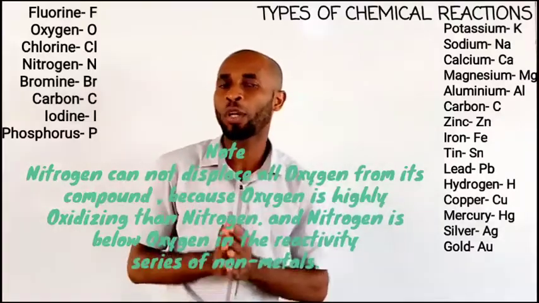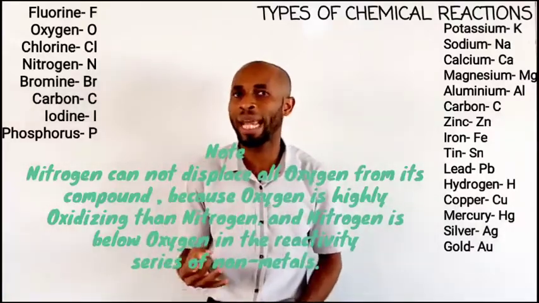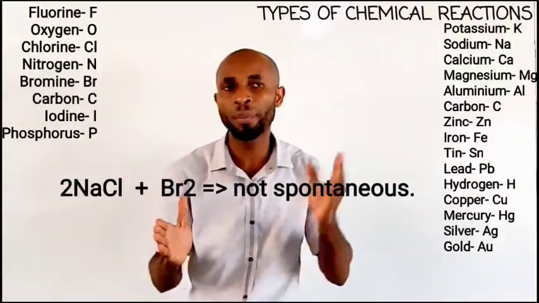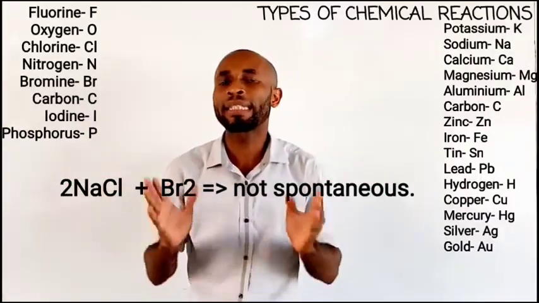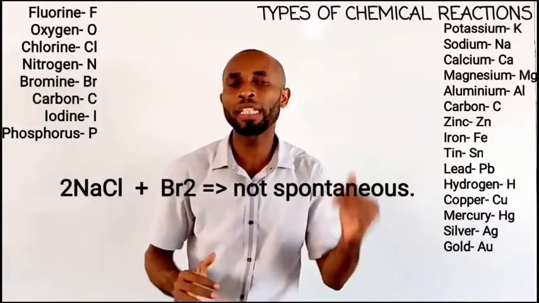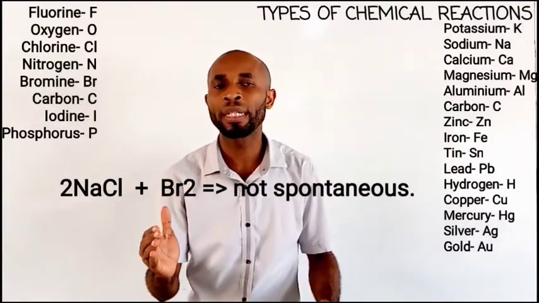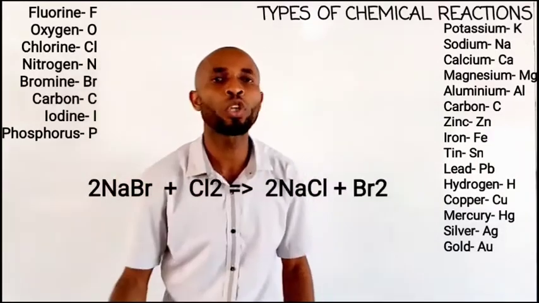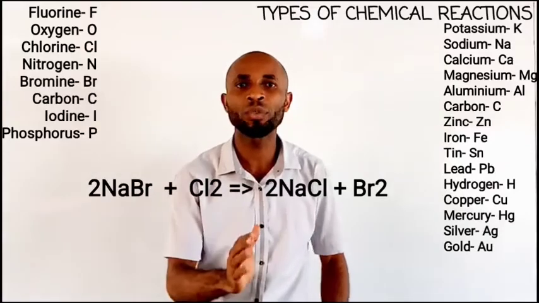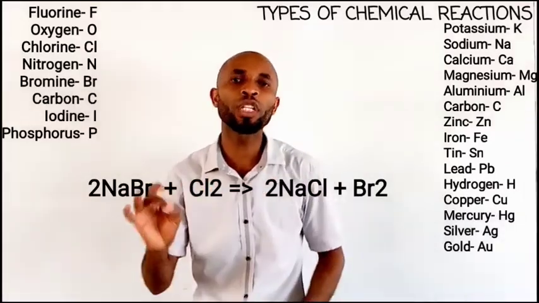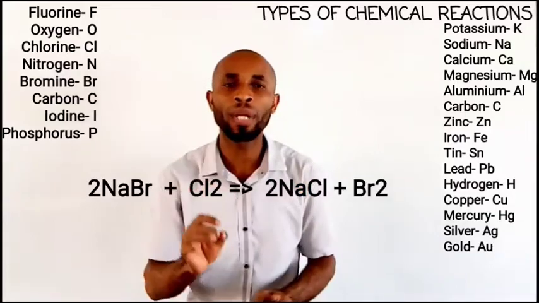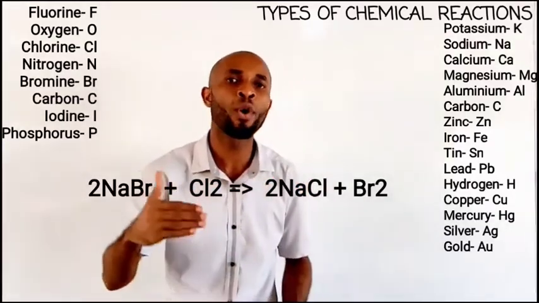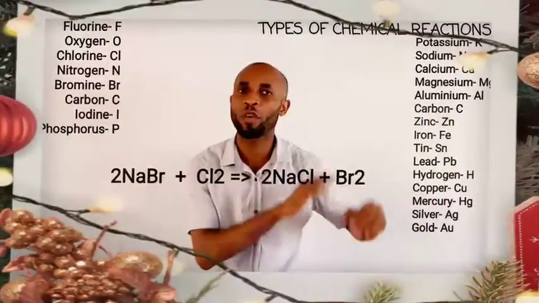Iodine cannot displace chlorine. That is, if we have something like sodium chloride reacting with bromine, it is impossible because bromine is below chlorine in the reactivity series. But if you have something like sodium bromide reacting with chlorine, it is going to give us sodium chloride and bromine liquid. That is because chlorine is above bromine in the reactivity series of non-metals.